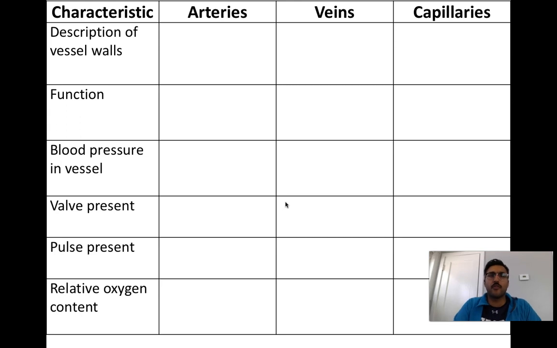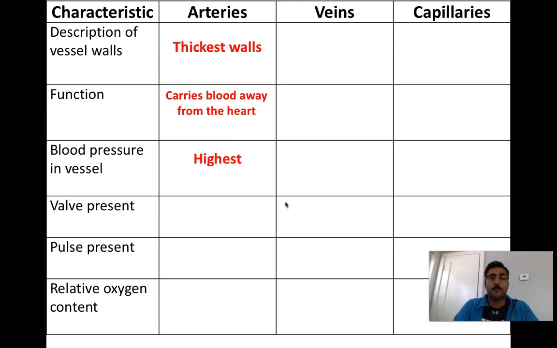Okay, so a quick review here. Arteries, veins versus capillaries. The blood vessel walls in arteries are thick. Arteries carry blood away from the heart. Think A for away. The blood pressure is the highest in your arteries. Valves are not present in arteries. They don't need valves because the pressure is always really high. It doesn't need to worry about backflow.